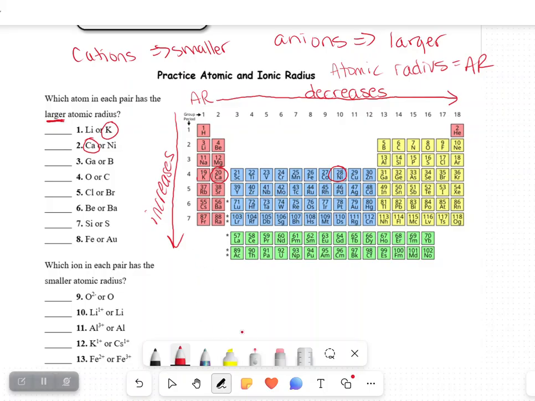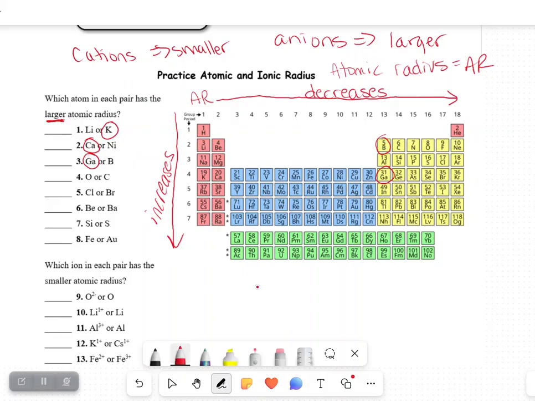All right. Then we have gallium versus boron. Gallium is over here, number 31, and boron is up here, number 5. So which one is going to be larger? Well, as we go down the periodic table, this is group 13, the radius gets bigger, so gallium is going to have a larger radius.